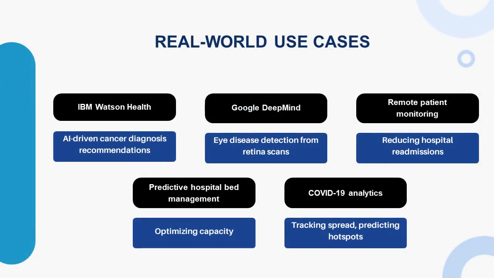Real-world use cases. Examples include IBM Watson Health recommending cancer treatments, Google DeepMind detecting eye diseases, remote monitoring reducing hospital readmissions, predictive bed management improving capacity, and COVID-19 analytics guiding public health actions.